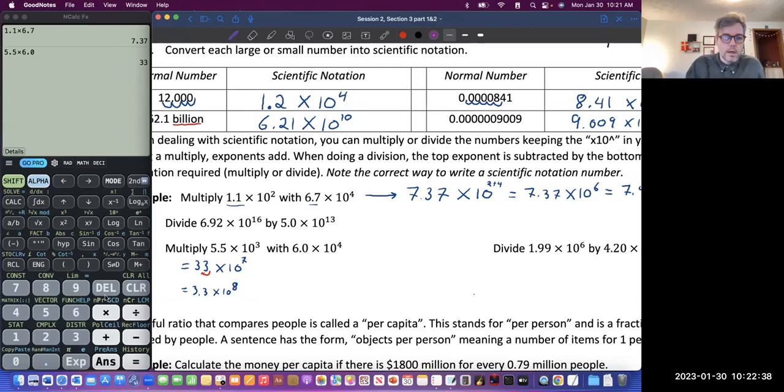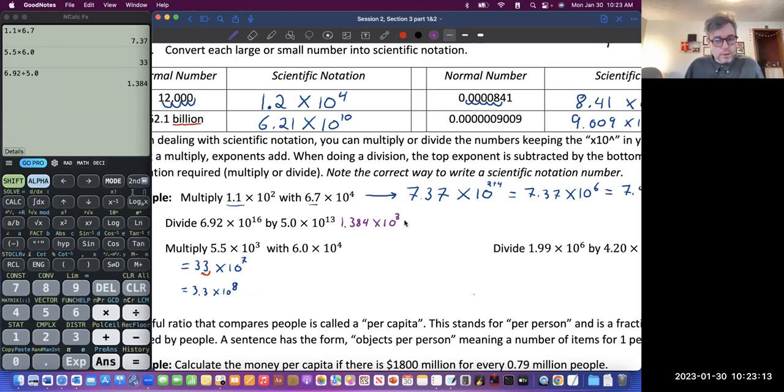Okay, let's do it. So we have 6.92 divided by 5.0, and that gives me 1.384. Okay, 1.384 times 10. Now, I'm dividing these, so that means I have to subtract the exponents. 16 minus 13 would give me 3. Okay, that's how I think we would do it.